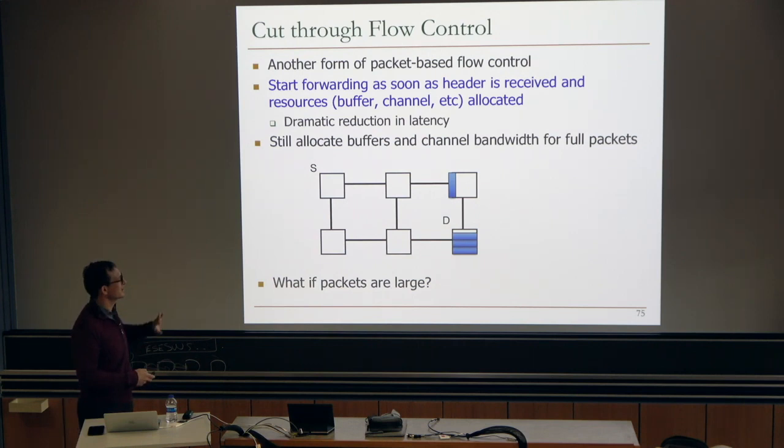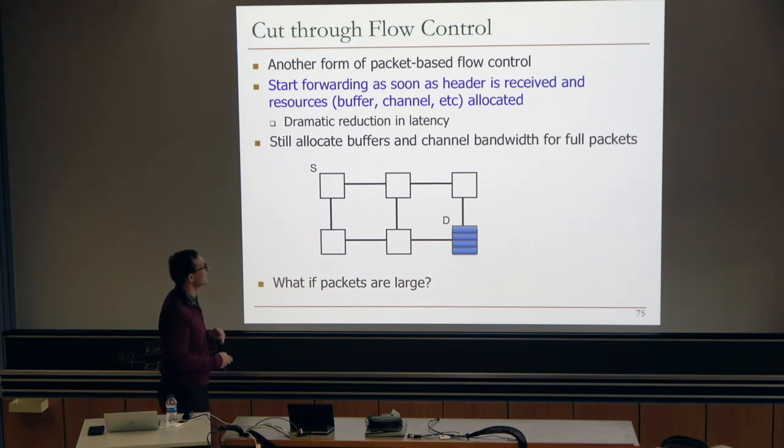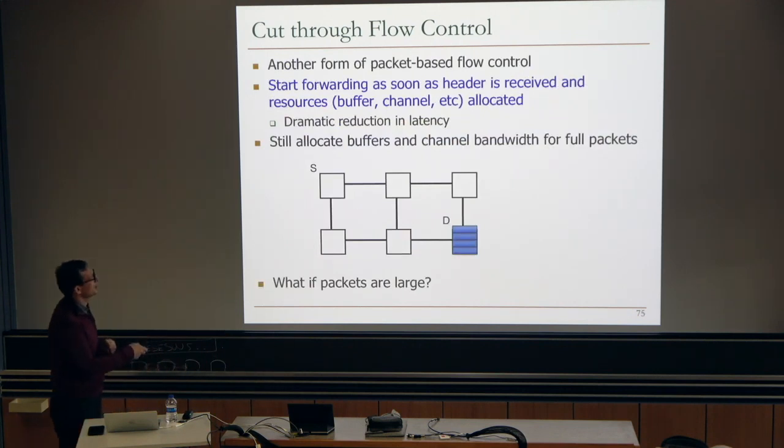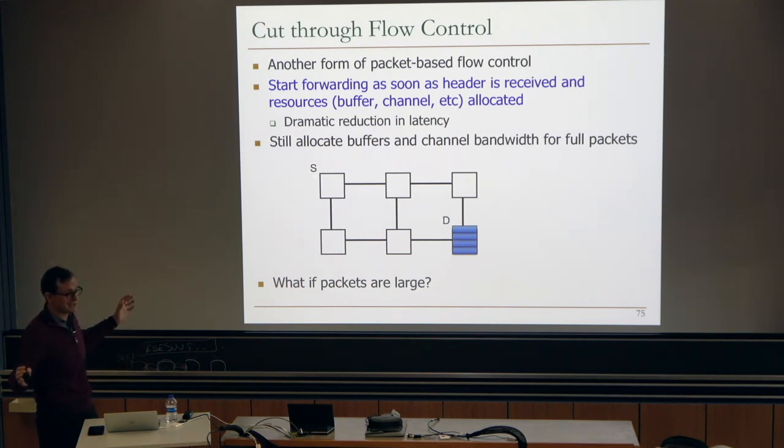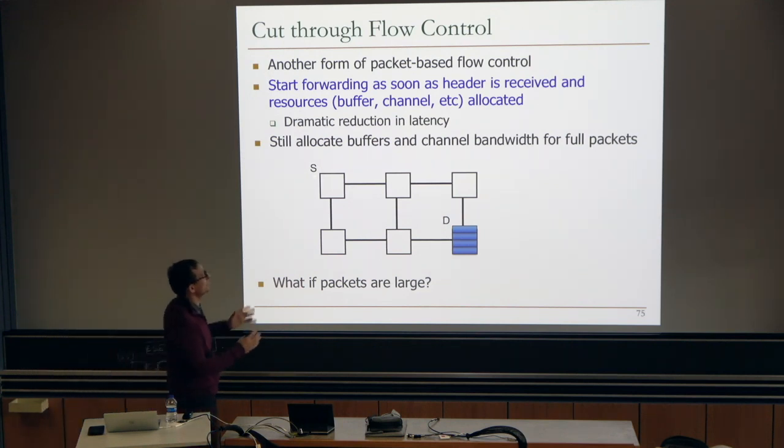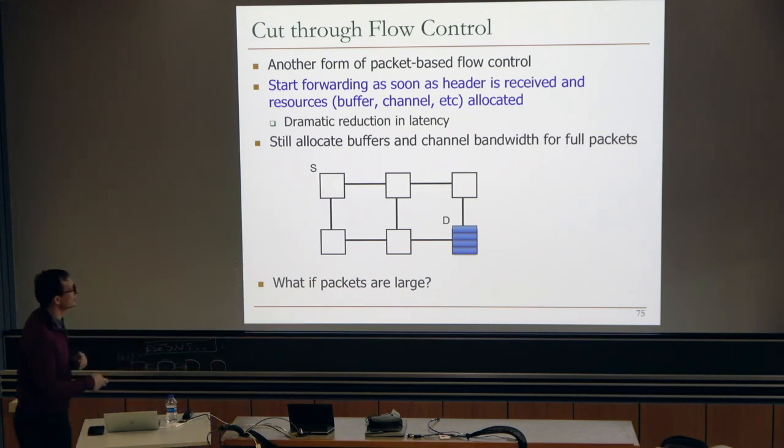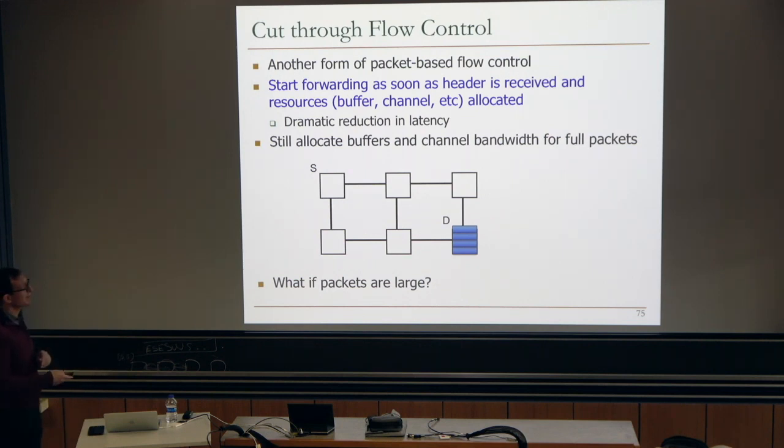I'm not going to go through this in detail. There are a lot of details here, but I'll spare you those. But basically, it's a problem because here you can move the packet. That's good, you reduce the latency, but you still need to allocate buffers for the entire packet, because the entire packet could reside in a single node. And if the packets are large, you have an additional overhead.